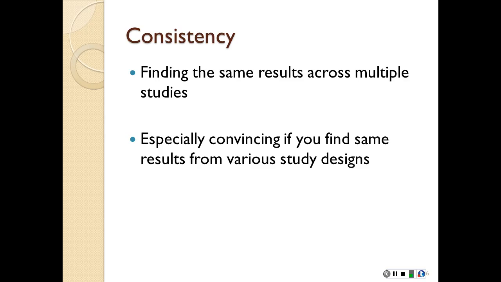Consistency simply means that you keep coming to the same conclusion based on different studies. A ton of different researchers have studied this particular research question, and they've done it using a bunch of different study designs, and everybody keeps getting the same answer. That strongly supports that there's a causal relationship.